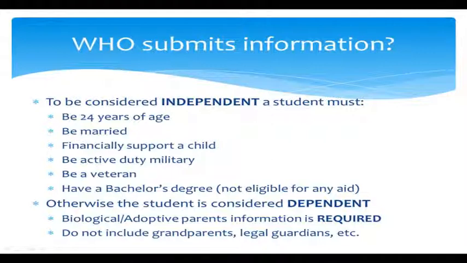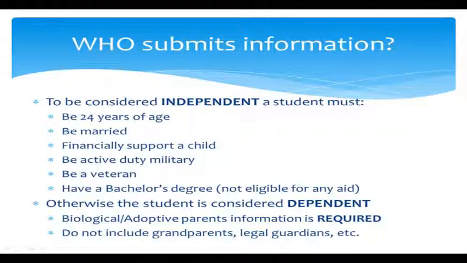Active duty military students and also veterans. So if you join the military right out of high school and you're now a qualified veteran, then you're considered an independent student. And then also students who already have a bachelor's degree. Now, if you already have a bachelor's degree, you're not going to be eligible for any financial aid that we offer, but that makes you an independent student. So otherwise, if none of those criteria apply, the student is going to be considered a dependent student.